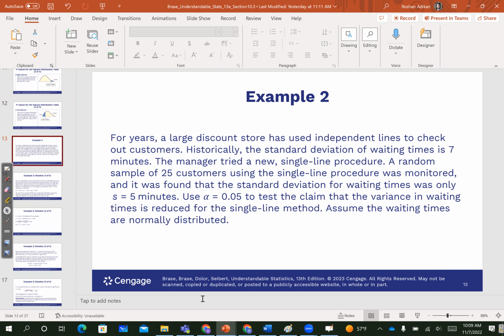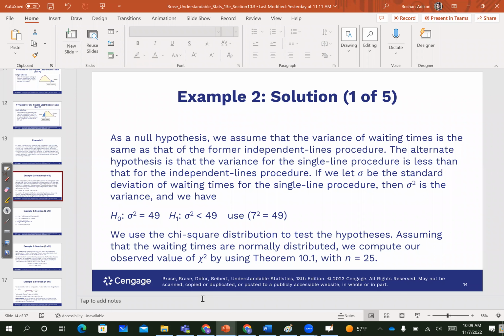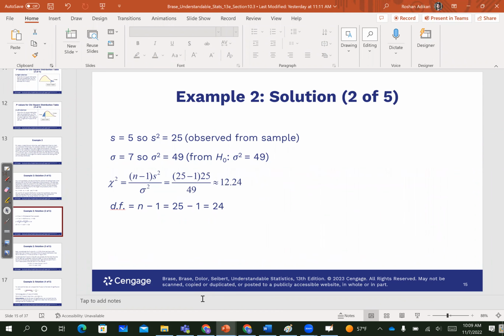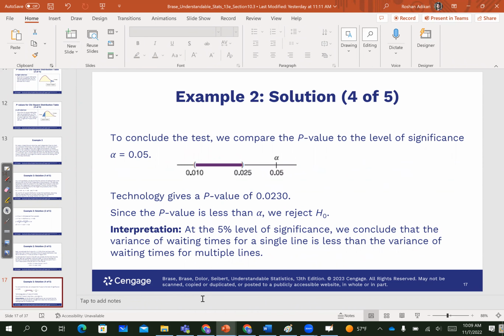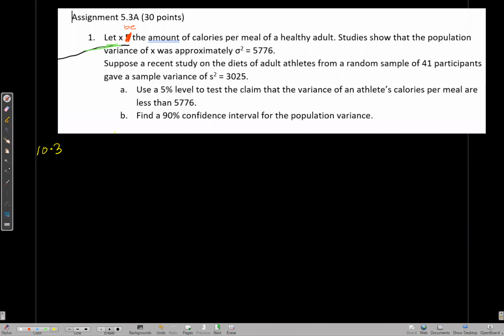Now, I recommend you going through this example and working it first. So it is exactly similar to your 5.3a question. Now let me go back to that one. So in this question, what you actually need to do is first use 5% level to test. So that means alpha level of significance is going to be 0.05, right? That's the first thing you need to understand, level of significance.